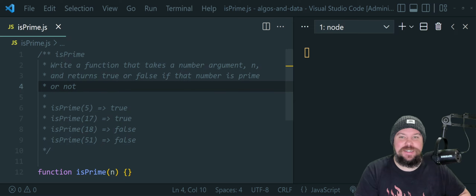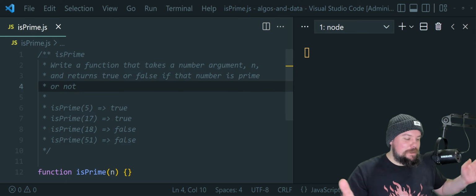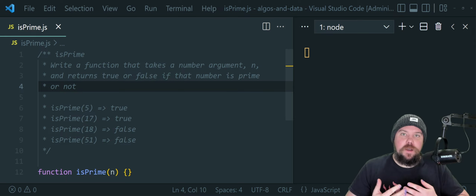I had them written off screen. It's not like I'm that good. I haven't got all these memorized. But yeah, those are examples of prime numbers.